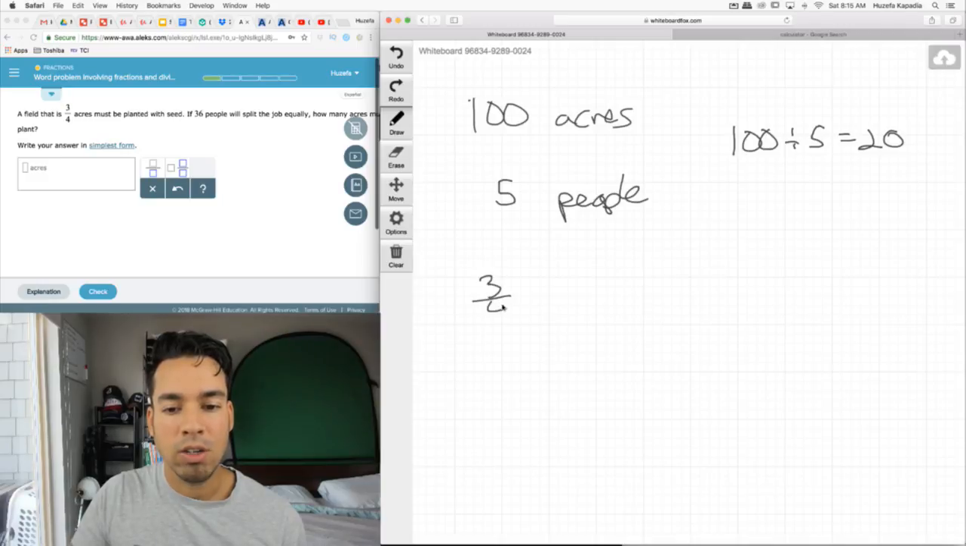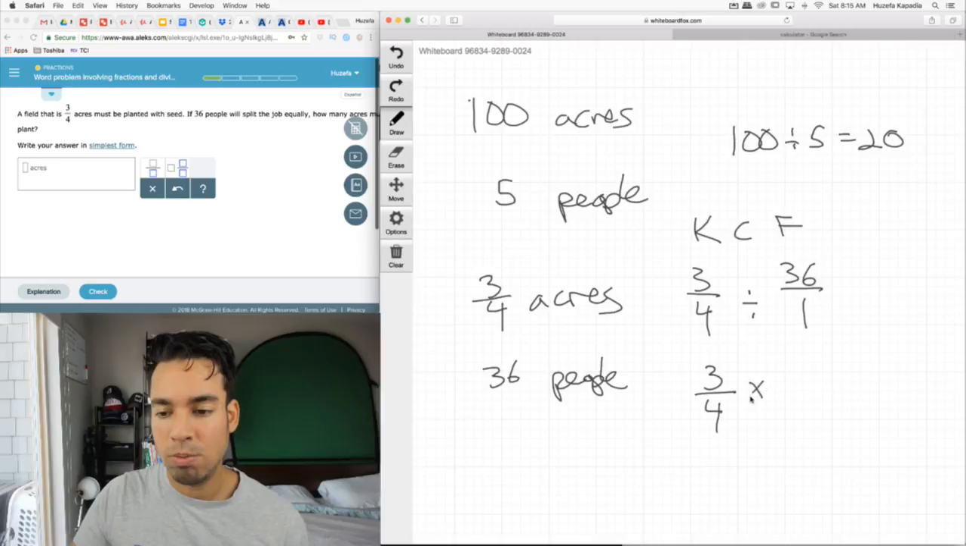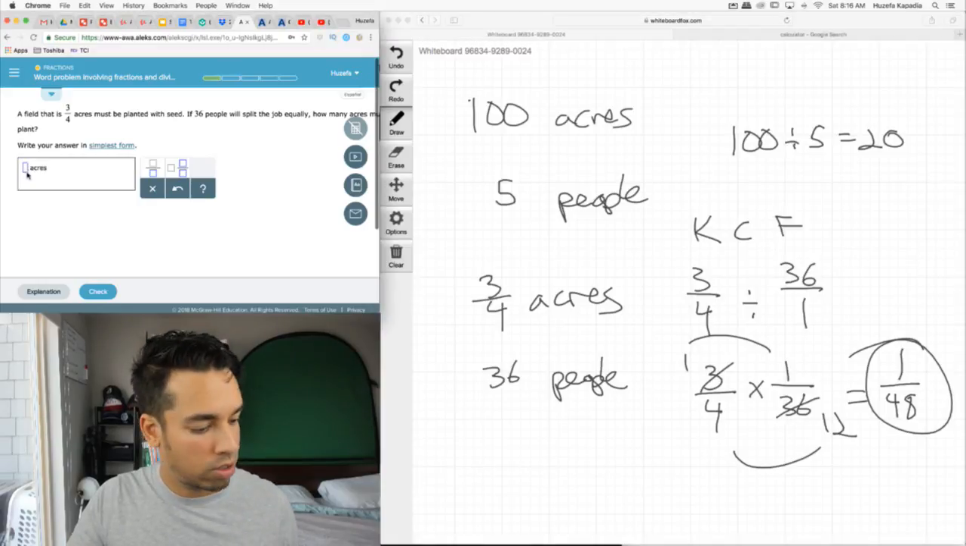We have 3/4 acres split up by 36 people. So according to that same paradigm, we do 3/4, the total number of acres, divided by 36 people, which is 36/1. Again, using keep, change, flip. Keep this as 3/4, change that divide to multiply, and then take the reciprocal or flip this to 1/36. Cross simplify. Divide these both by 3. That's 1. And that's 12. Multiply cross. And we get 1/48. So each person does 1/48 of an acre.